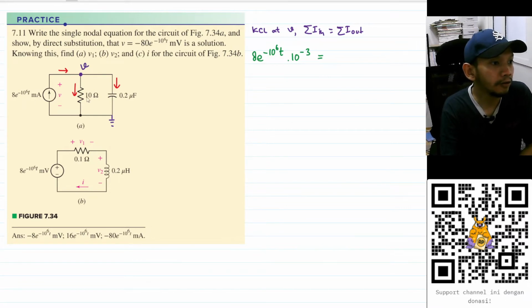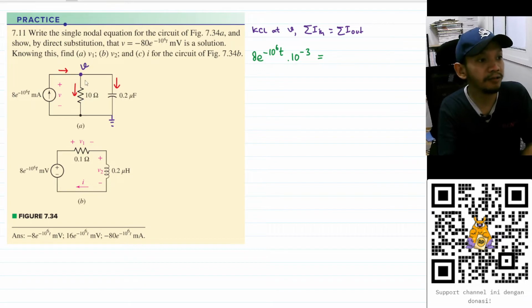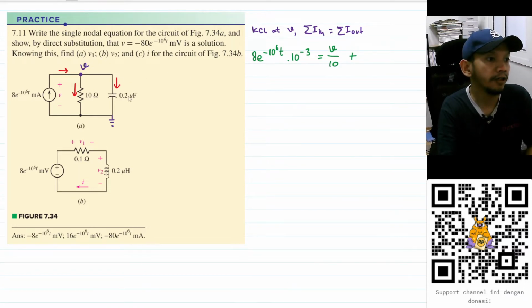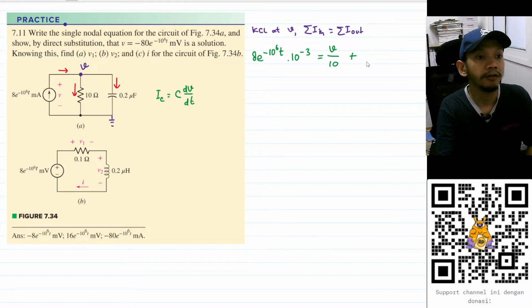Now let's work on this 10 ohm resistor. The current here will be V minus 0 divided by 10, or I just write V divided by 10. Next, here we have a capacitor. Remember that the current in a capacitor is C dV over dt. This is the capacitance, which is 0.2 microfarad, so I will write 0.2, but micro is 10 to the minus 6, and we multiply it by dV over dt.